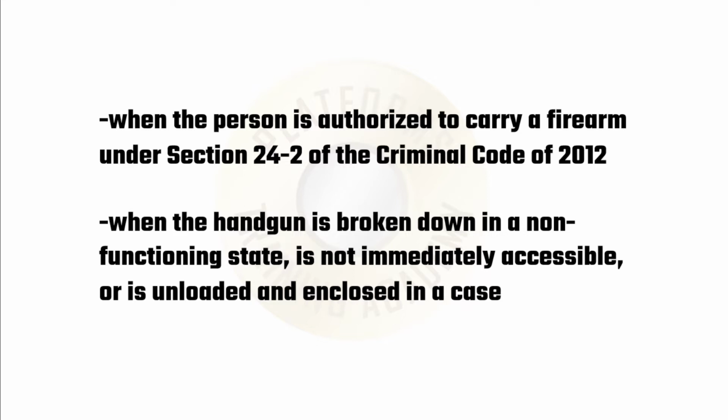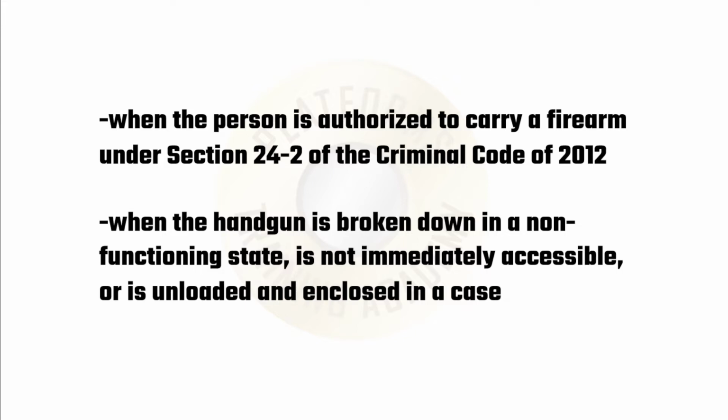You don't need a concealed carry permit if the handgun is broken down into a non-functioning state, is not immediately accessible, or is unloaded and enclosed in a case. In any of these 3 conditions, you still need to be in possession of a FOID card. So, the most common way to carry a firearm with a FOID card and no concealed carry permit is going to typically be unloaded and enclosed in a case, meaning the firearm is inside of a closed case and that said firearm is unloaded.